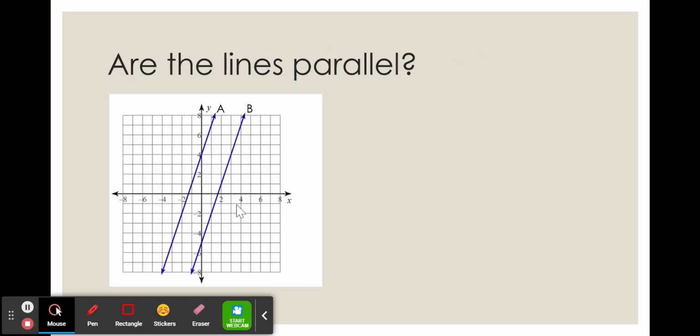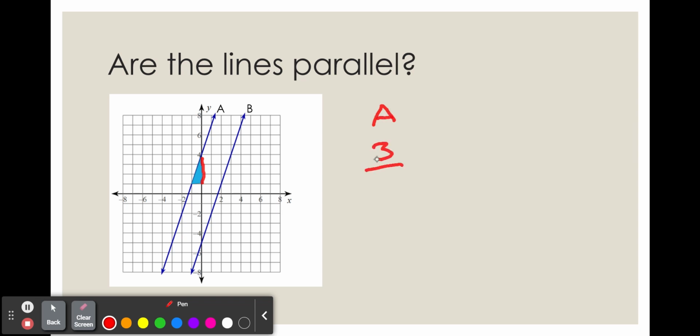Okay, so let's look at these lines. Let's first look at line A. So we're going to determine the rise first, and it goes up 3 spaces. So for line A, our rise is 3, and our run is 1.